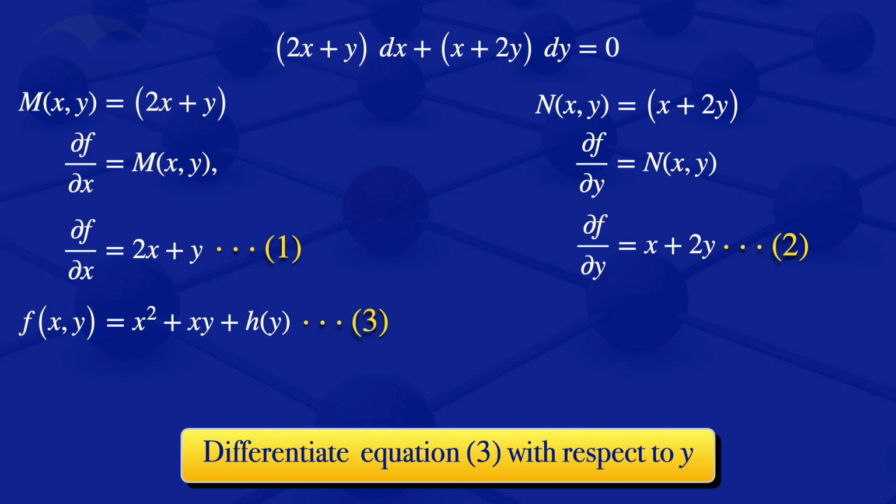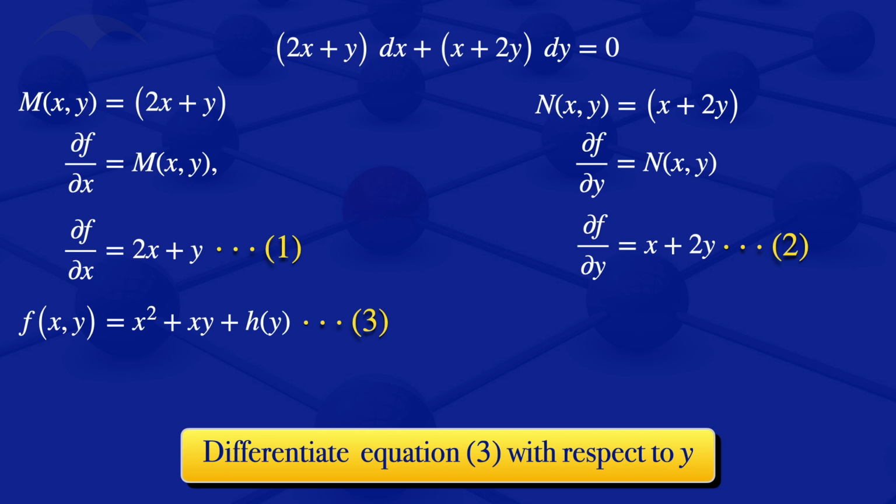So when we differentiate equation 3 with respect to y, for this part here, the x squared, it will just be a 0. This part here, xy, with respect to y, it will give us an x. This part here, differentiating h of y, a function of y, with respect to y, it will just give us the derivative of that function with respect to y.